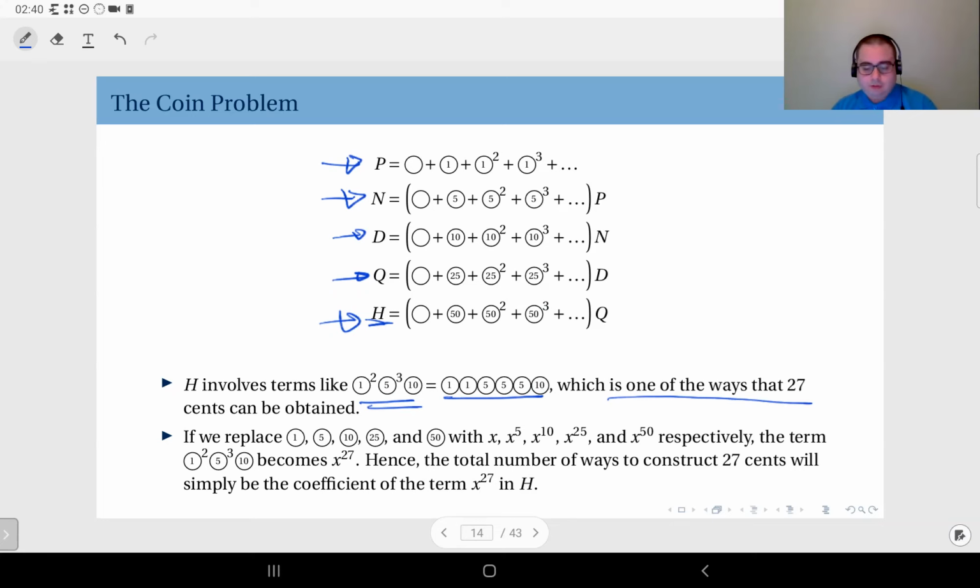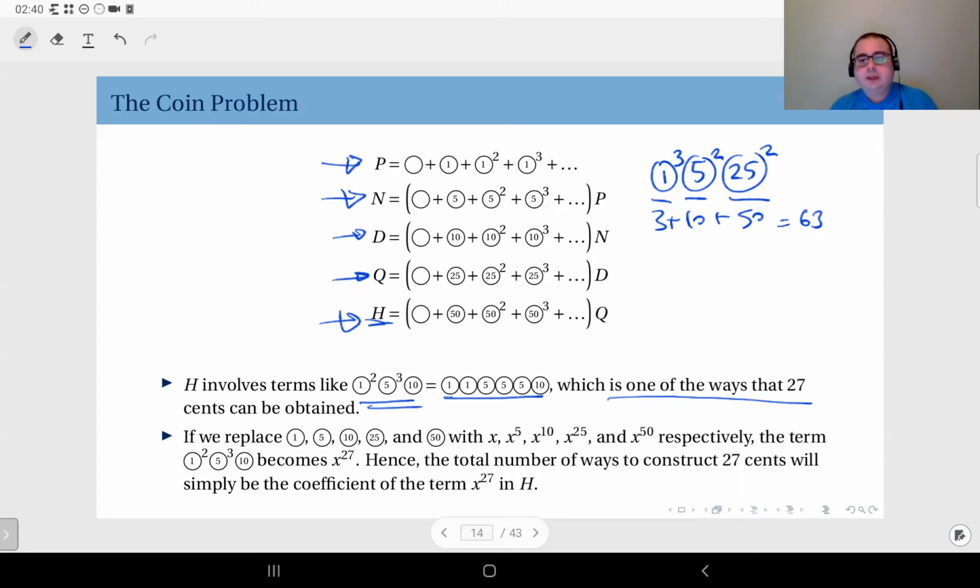Okay, so for instance, 1 to the power 3, 5 to the power 2, 25 to the power 2 is one of the ways we can construct this. This is 50, this is 10, and this is 3. You get 63. This is just one way to obtain 63 cents.